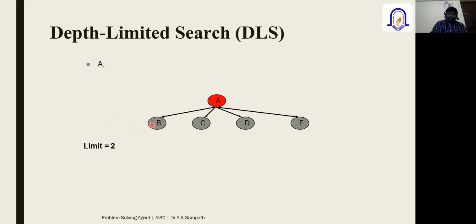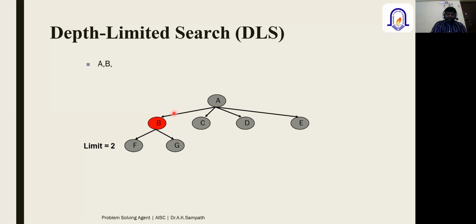So first from A, it will go to B, and if it is not a goal node, it travels back to A, and then it will traverse to C. C will be visited and compared whether it is a goal node. If it is not, again it travels back to A, and then D will be visited, and then E will be visited. Suppose my limit is equal to 1, that is the same scenario. If my limit is equal to 2, in that case B will be expanded. Very similar to that, the process will be repeated.